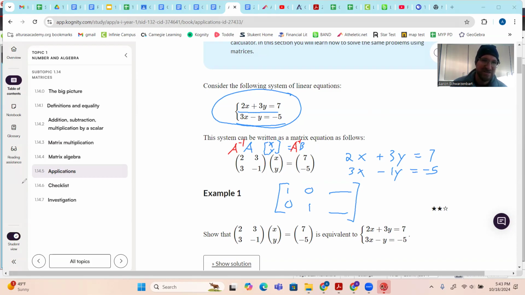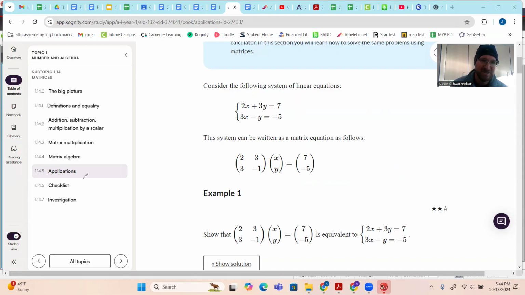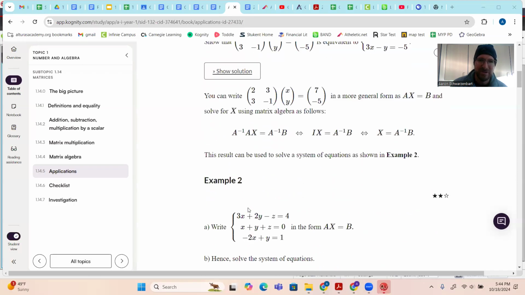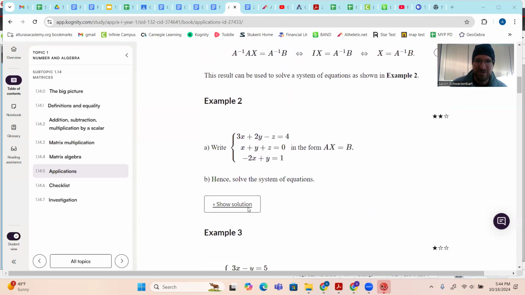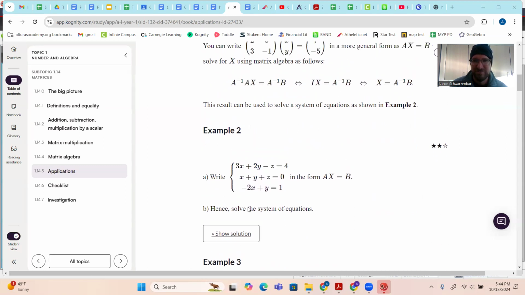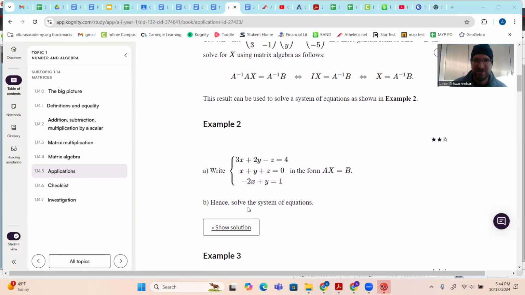That is the easiest application. These applications actually aren't that bad. And we're going to do all the multiplication on the calculator. So yes, this is them showing that. Example 2 does it with 3 variables. We've already done 3 variable systems, I think, with matrices. But we write this out.